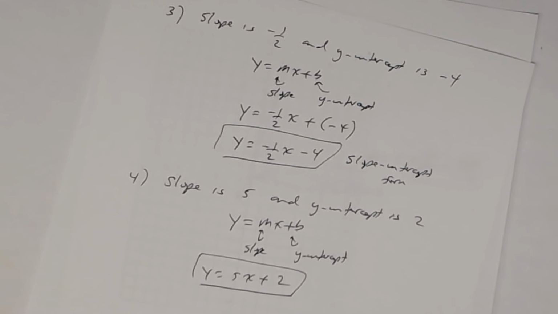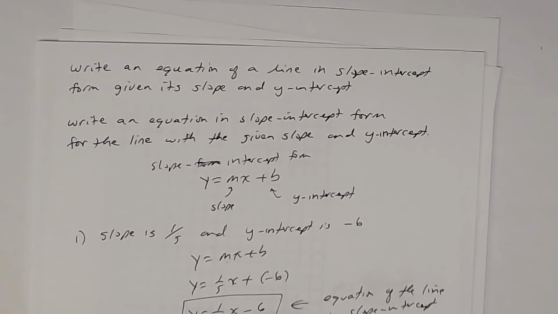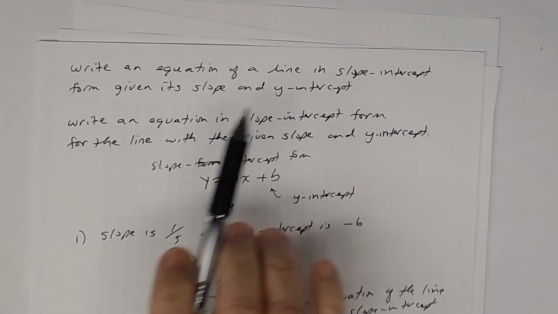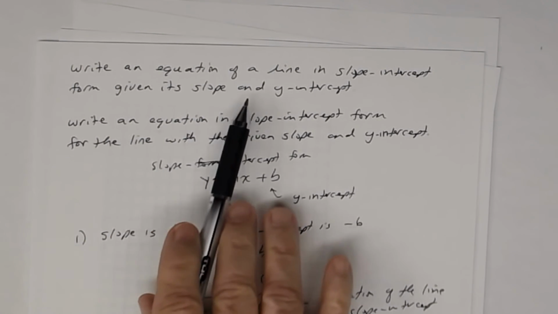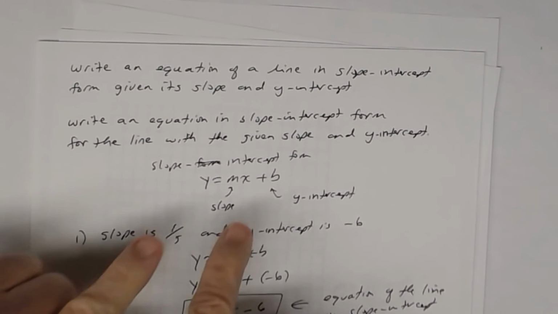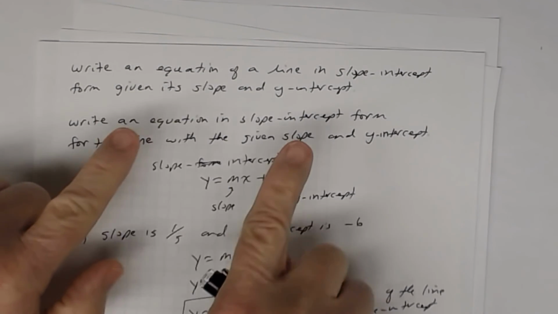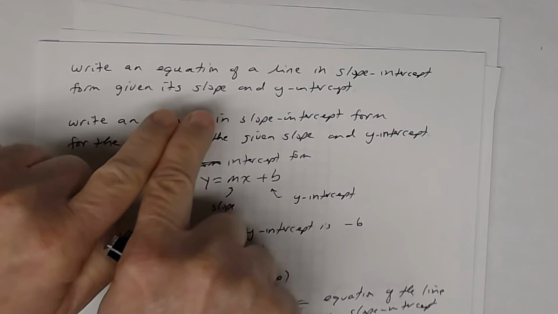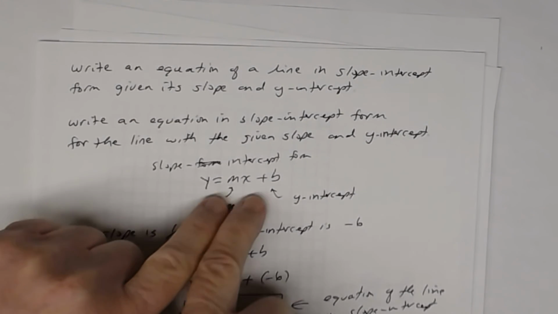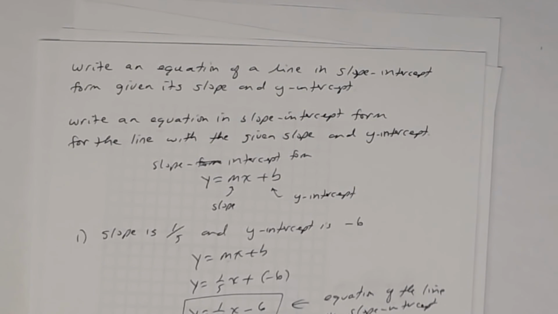Okay, so that is how you're going to write an equation of a line in slope-intercept form given its slope and y-intercept. Basically you're just using the slope-intercept form, and this is the easy kind, because in both cases you know the slope and the y-intercept, which is what's needed. All right, so that's the end of this lesson.